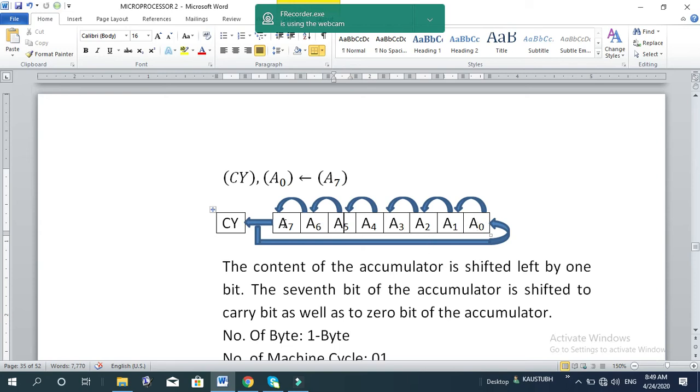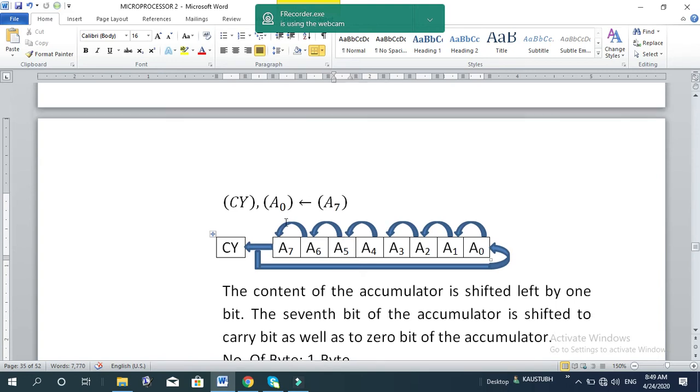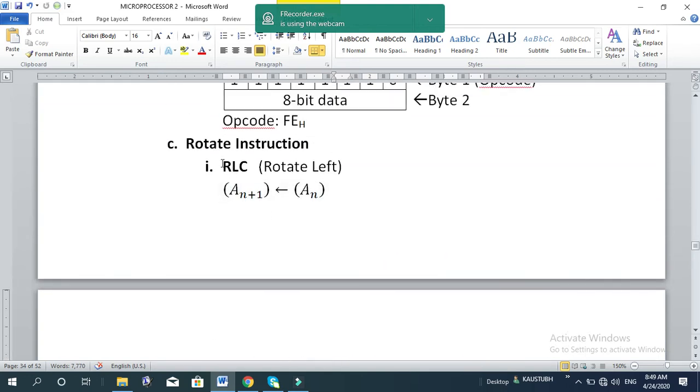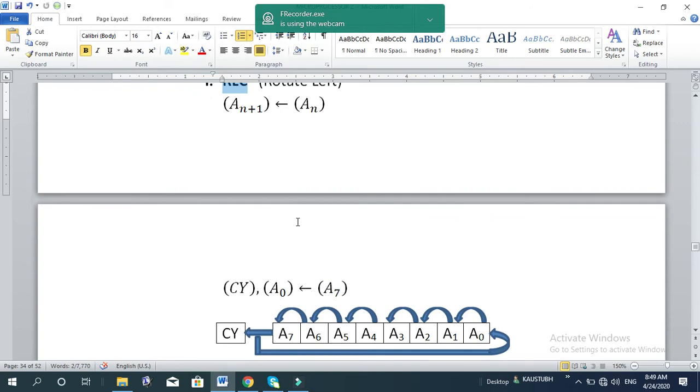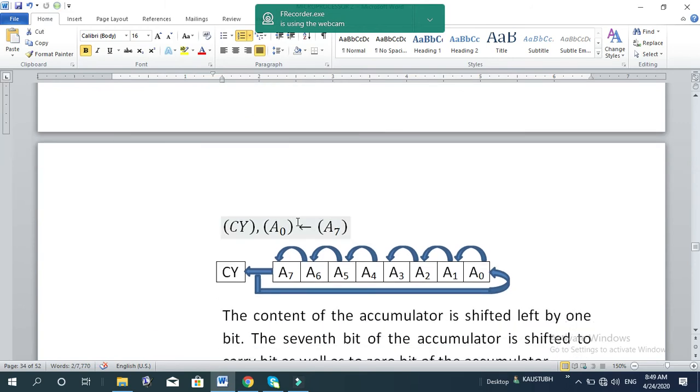Now where will A7 go? A7 will go out to the carry flag. Along with this, the same A7 will go to A0 also, because A0 was lying vacant now. Because A0 goes to A1, this position was vacant. So A7 goes to the carry as well as to accumulator A0.